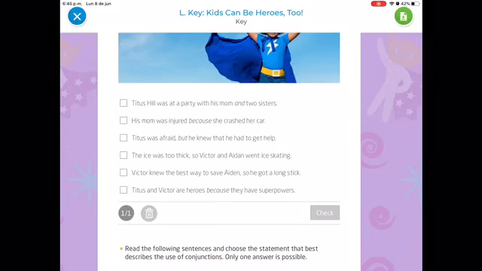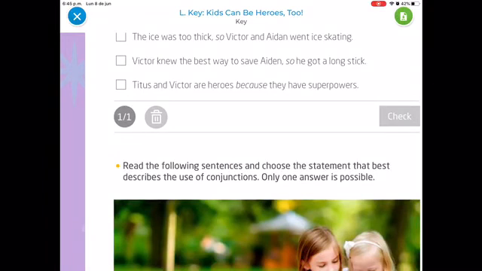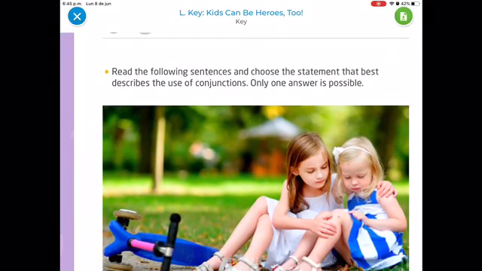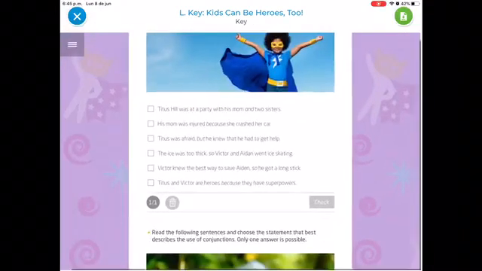Titus was afraid, but he knew that he had to get help. All right. The next one is: the ice was too thick, so Victor and Aiden went ice skating. Victor knew the best way to save Aiden, so he got a long stick. Titus and Victor are heroes because they have superpowers. All right, what do you guys think? I hope that you try to do this activity here, okay, and check your answers there.